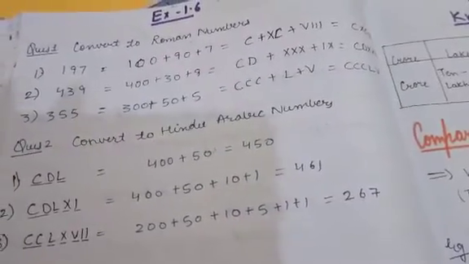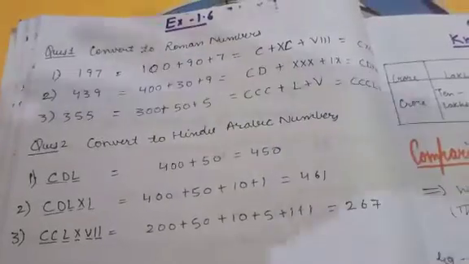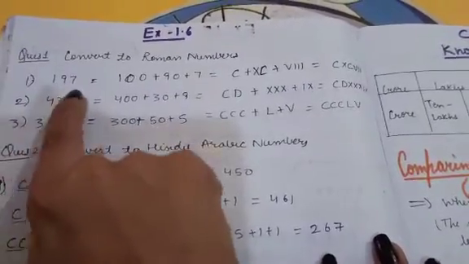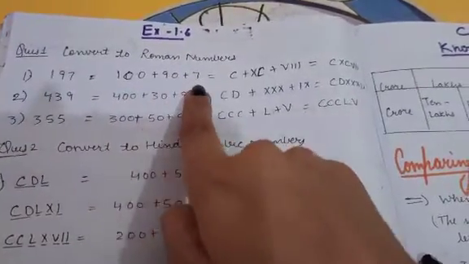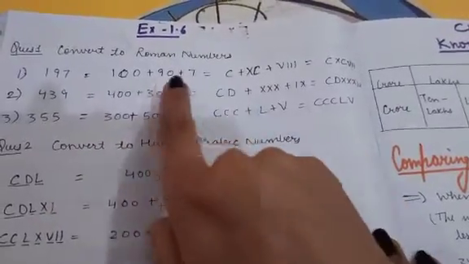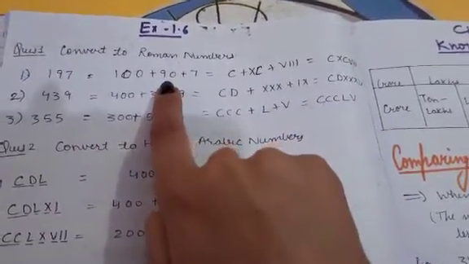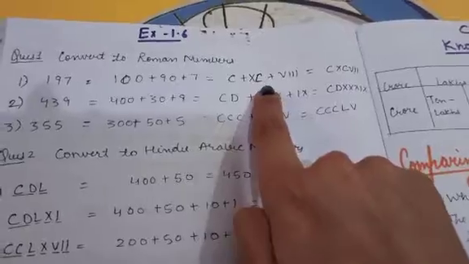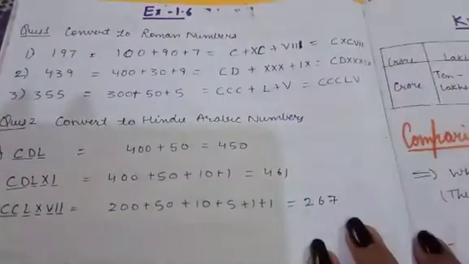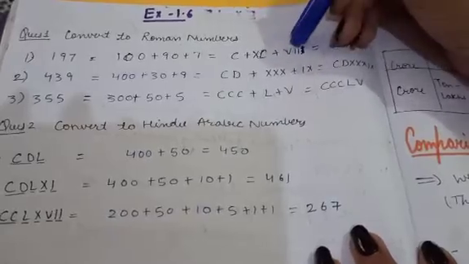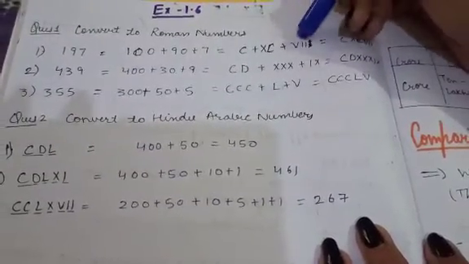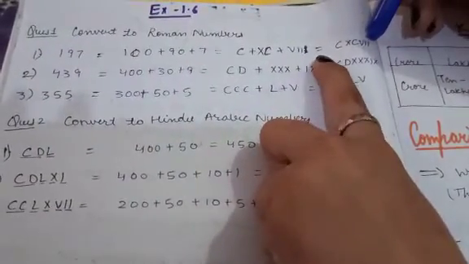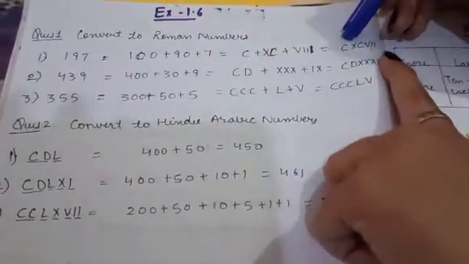Now let us start the exercise 1.6. In this, I have to convert to Roman numbers. We have given 197. I have to write 197 as 100 plus 90 plus 7. 100 will be written as C. How will I write 90? If we subtract 10 from the 100, it will become 90. So I will write X before C. So it becomes 90. How will I write 7? We will write 7 as V, which is 5, plus 1, plus 1. So 7 will be written as V, I, I. So the number becomes C, X, C, V, I, I. So 197 will be written like this.